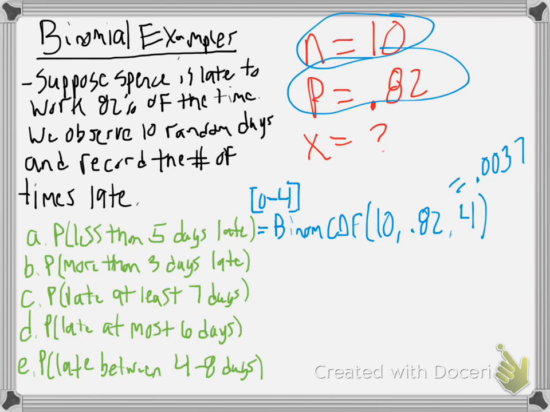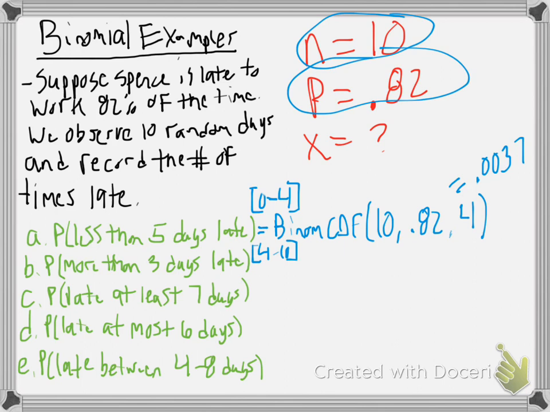Okay? Next, what about the probability of more than 3 days late? So what is more than 3? Well, more than 3 in this problem means 4 to 10, because we're going up to 10. So this one's a little trickier. We can't just do the CDF of 10, because that would give us the probability of 0 to 10.